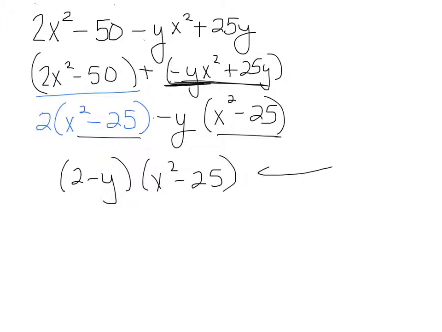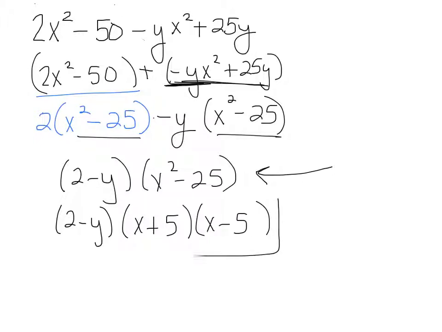X squared minus 25 can be factored into two binomials: x plus 5 and x minus 5. So my final answer will be 2 minus y multiplied by x plus 5 multiplied by x minus 5. Make sure you factor completely.